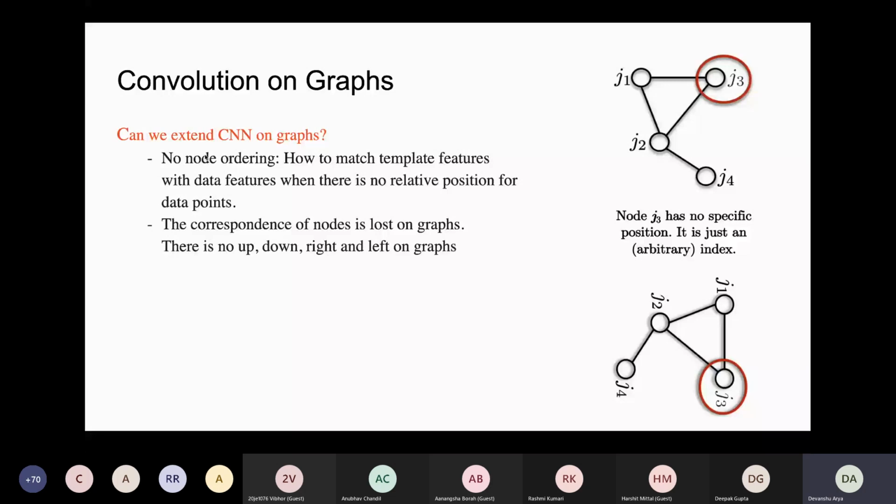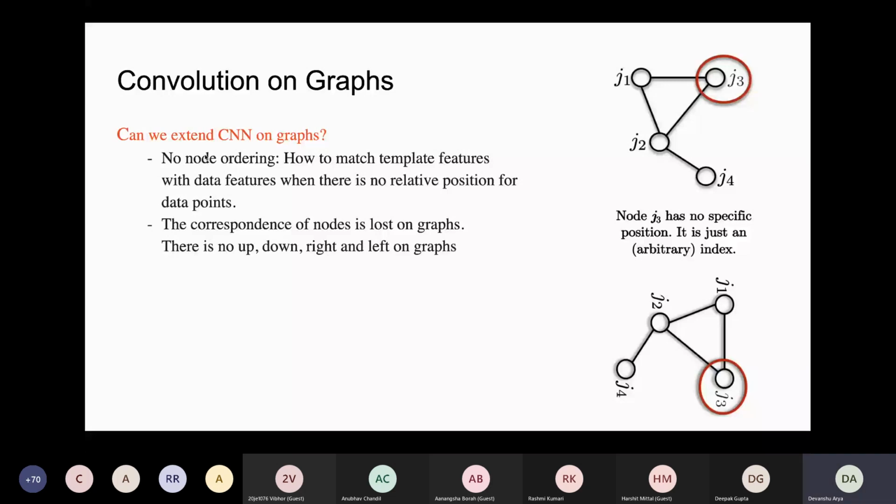Even if I rotate the graph, it is the same. It has the same meaning. Everything is the same. But you cannot say that J1 is to the left of J3, because J1 can be very much on top of J3, and there is no spatial relation between J3 and J1. So there is no node ordering.